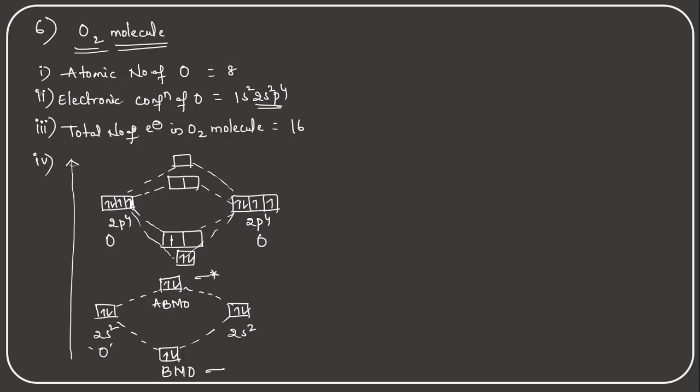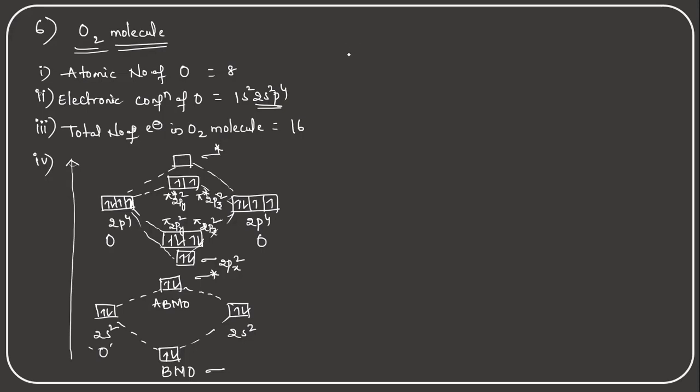So 1, 2 electrons, 3, 4, 5, 6 and 7, 8. This is the sigma orbital of 2px, which has 2 electrons, and the pi orbitals. Both have the same energy level. This is 2py, 2 electrons are there. This is 2pz, 2 electrons are there. Pi star 2py has 1 electron, pi star 2pz has 1 electron, and sigma star does not have any electrons.